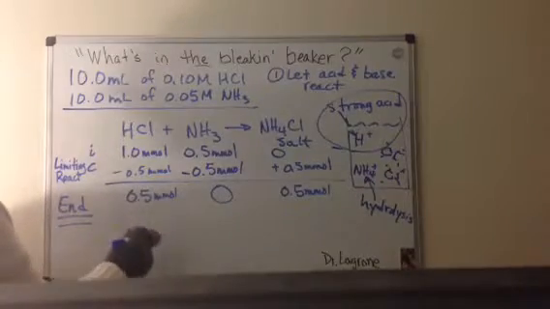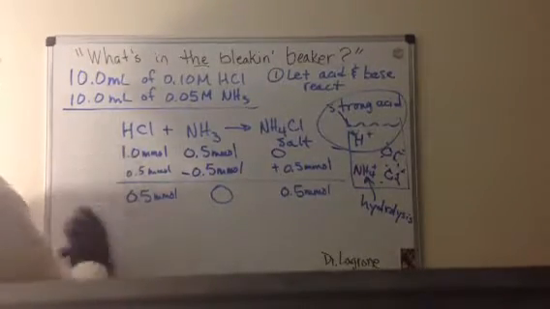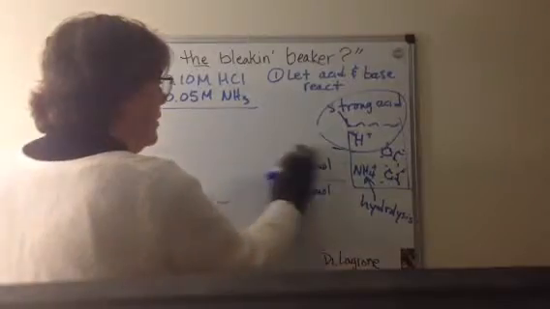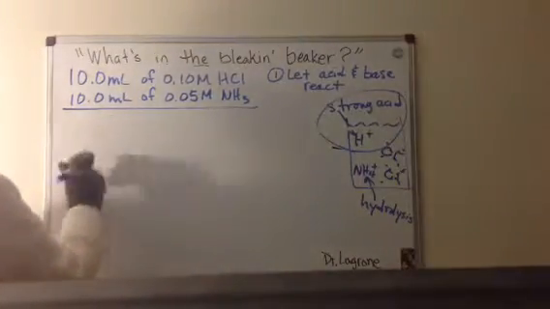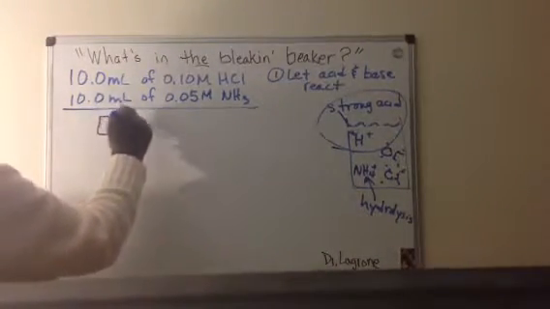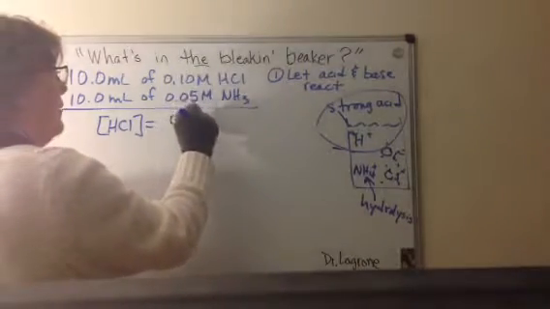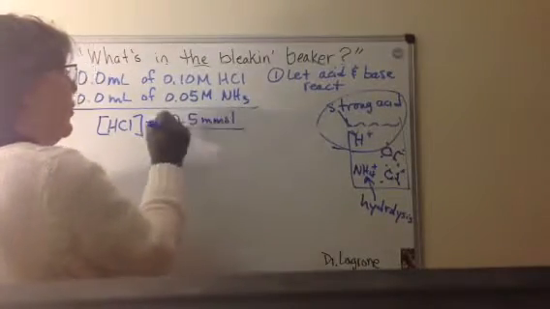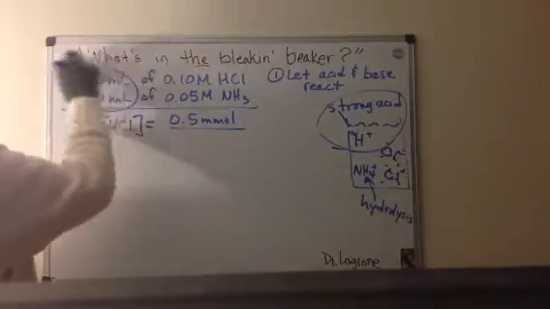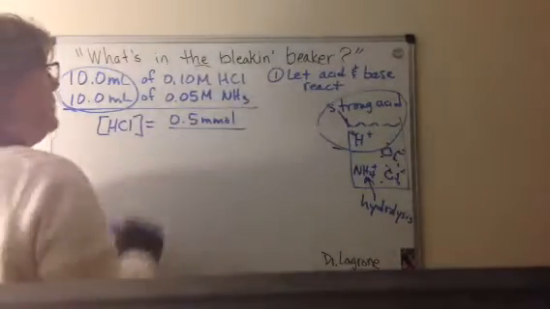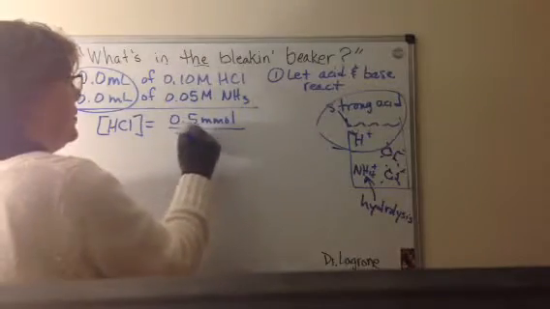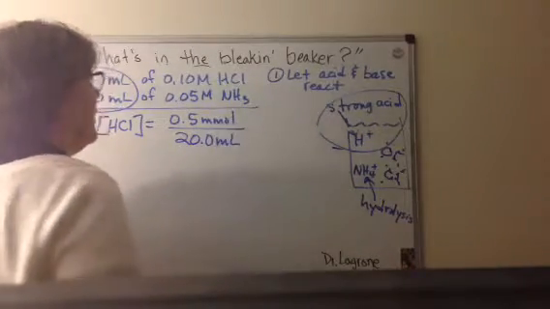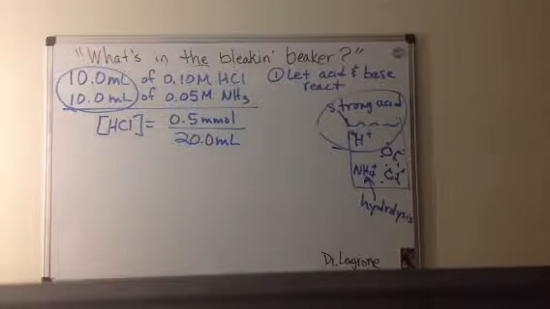So in this, step 2 is going to be get your new concentrations. So the new concentration of HCl would be 0.5 millimole. Now what's that in? Remember, you combined these volumes. So it's not in 10 mL anymore. It's in 10 plus 10, which is 20 milliliters. And so you have 0.5 over 20, which is 0.025.